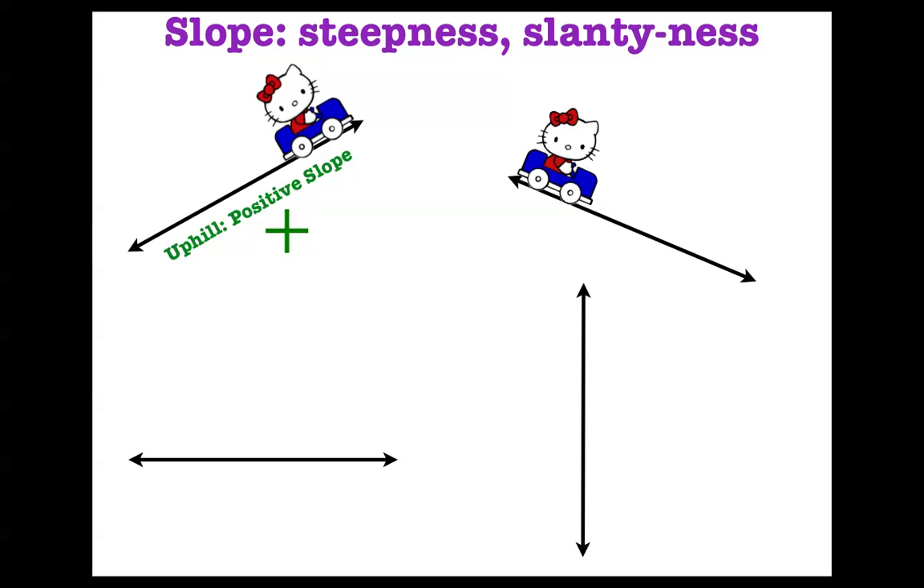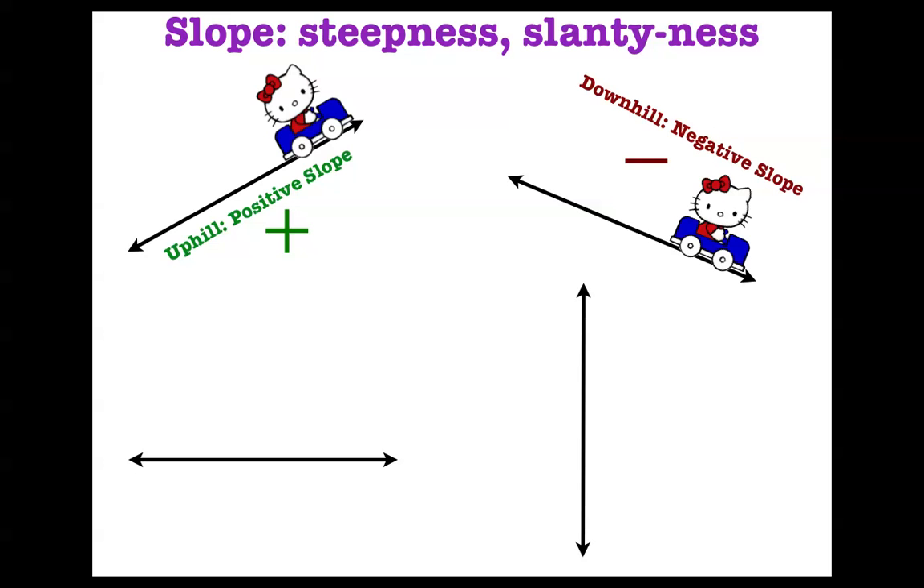This one, if you go from left to right, just like reading a book, goes downhill. That's going to have a negative slope, and again, that might be negative 1, negative 1.5, negative 2.3, but it's definitely going to be a negative slope. And notice that we're always going from left to right.